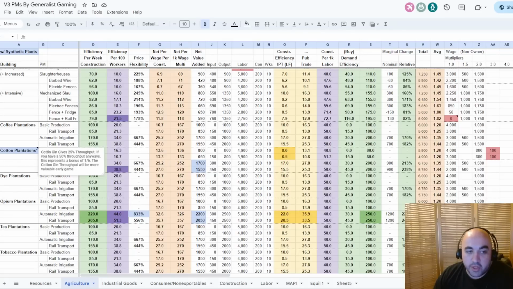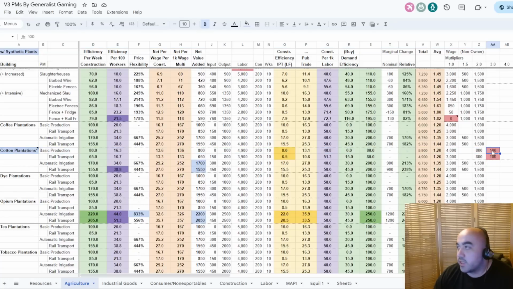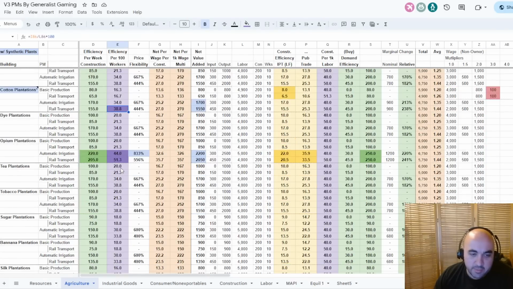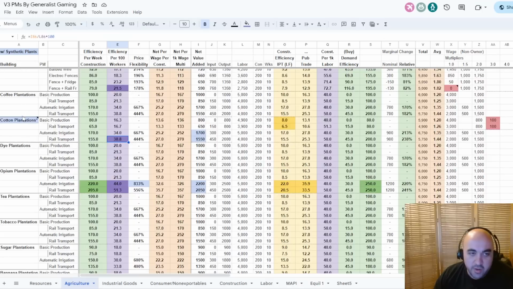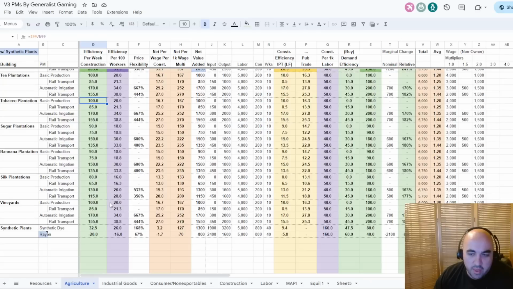We still have to input a change that was just made today for cotton plantations, where they no longer take clergy, which used to be the case. We haven't put that in yet. Cotton plantations are also better than they look, because you get the throughput from cotton gin, which is not put in here, so that's something to keep in mind when you're looking at cotton gin. We do have a note on it. We have a note on a few things, but other than that, I don't think there was any significant change.